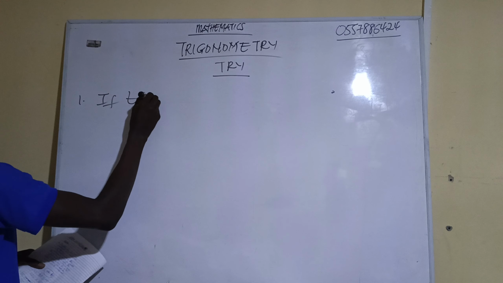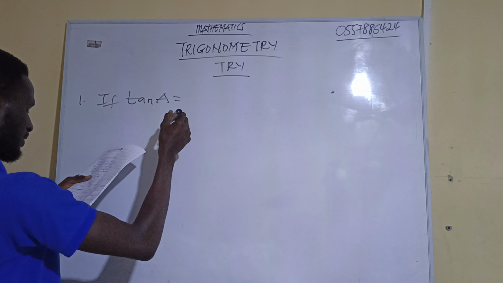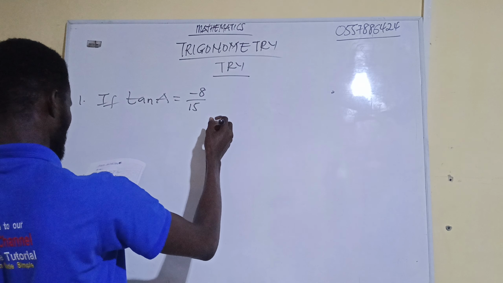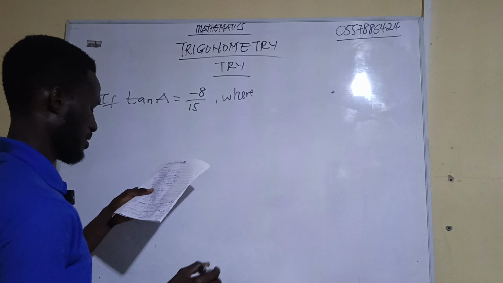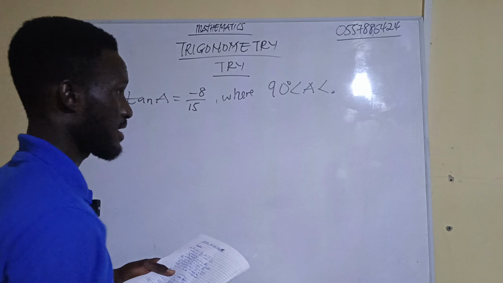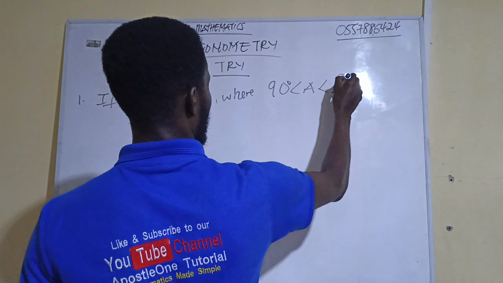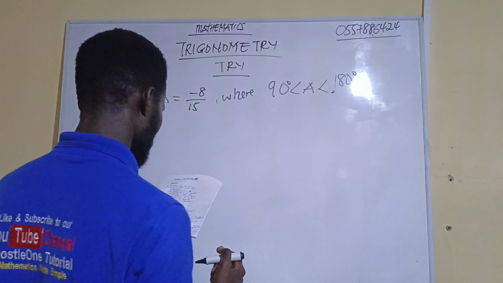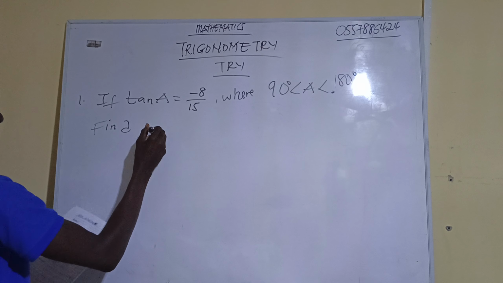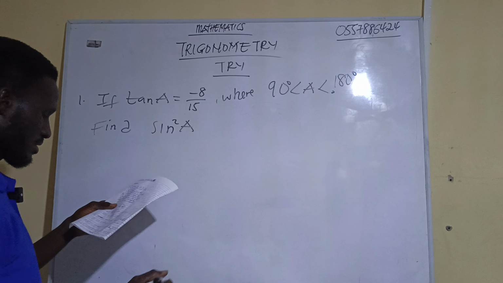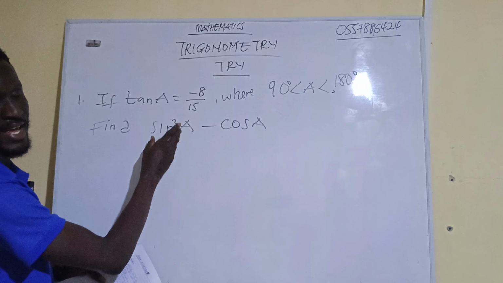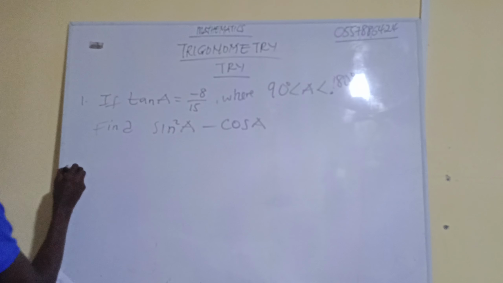If tan A is equal to minus 8 over 15, when the angle A is between 90 and 180, find sine square A minus cos A. So it means that we are supposed to find the sine A, we square it, minus cos A.